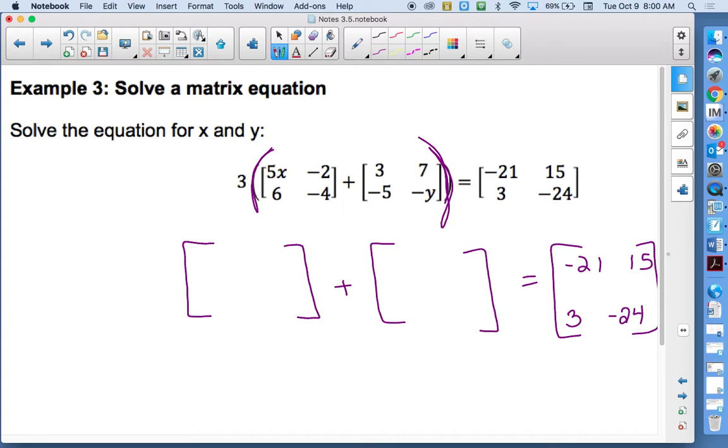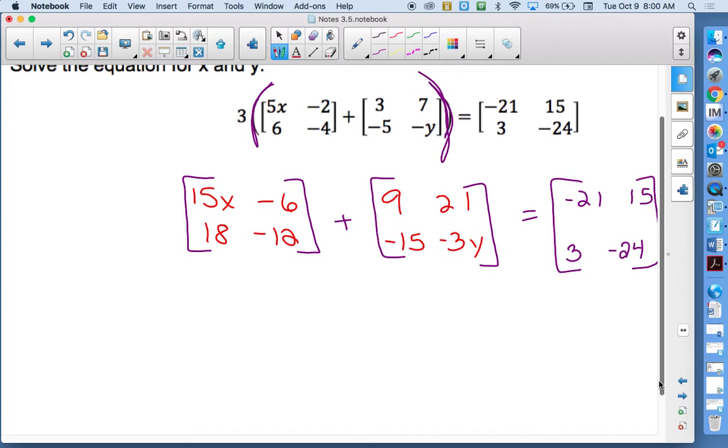Julie, if we multiply things by 3, what do we get? 15x, negative 6, 18, negative 12, and then 9, 21, negative 15, negative 31. So there's an addition sign, everything's been tripled, multiplied by 3. Now we'll add the correct pieces together.